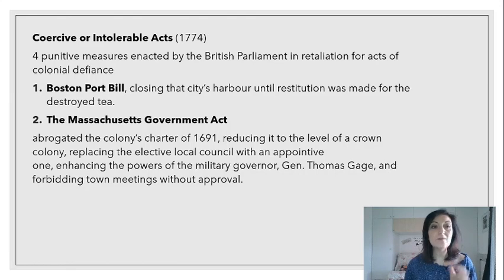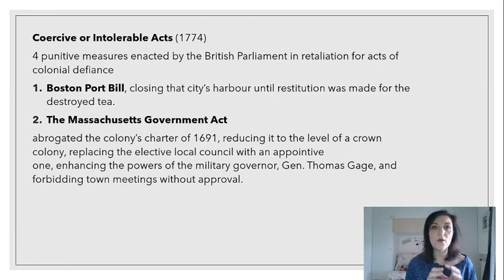What are they? They are four acts that are based on punitive measures, in retaliation. Retaliation means a sort of punishment for acts of defiance. So, the British government with these four acts wanted to punish the inhabitants of the British colonies because of the riots, because of the protests that had happened.